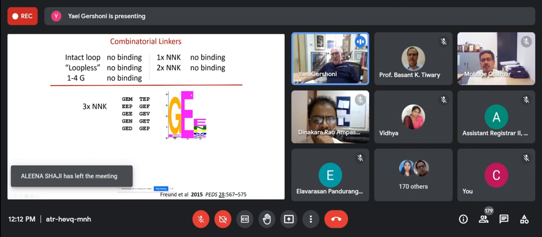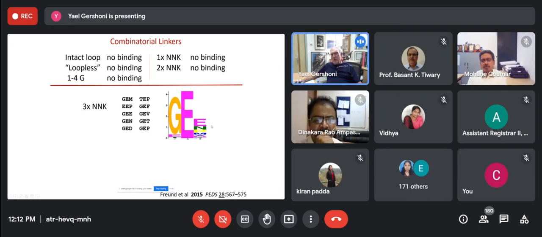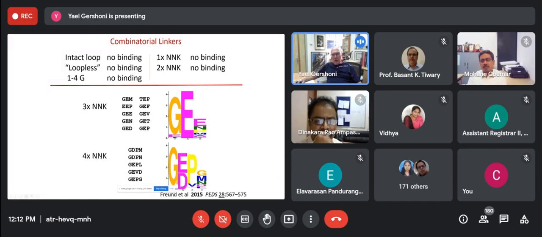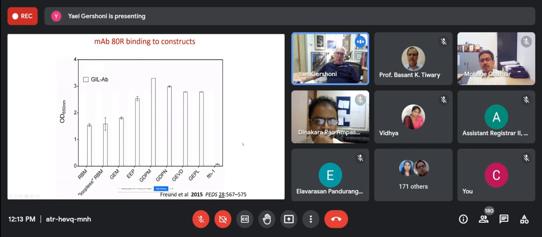If we look to see what the composition of those linkers are, a logo shows that there's prevalence, for example, of a glycine in position 1 and almost exclusively a glutamic acid in position 2, and then variation. And if we do the same for libraries of 4 amino acids, once again, we are very successful in isolating linkers that reconstitute the physiological structure of the receptor binding domain or motif.